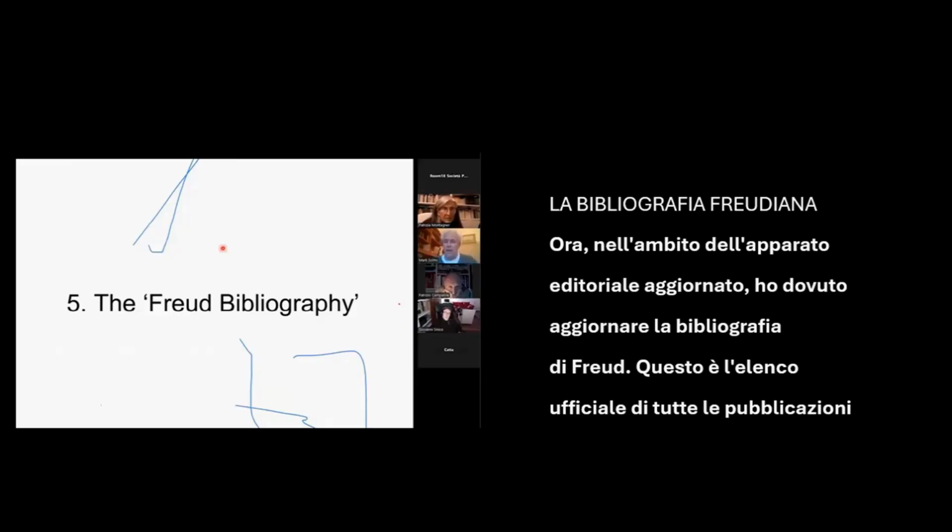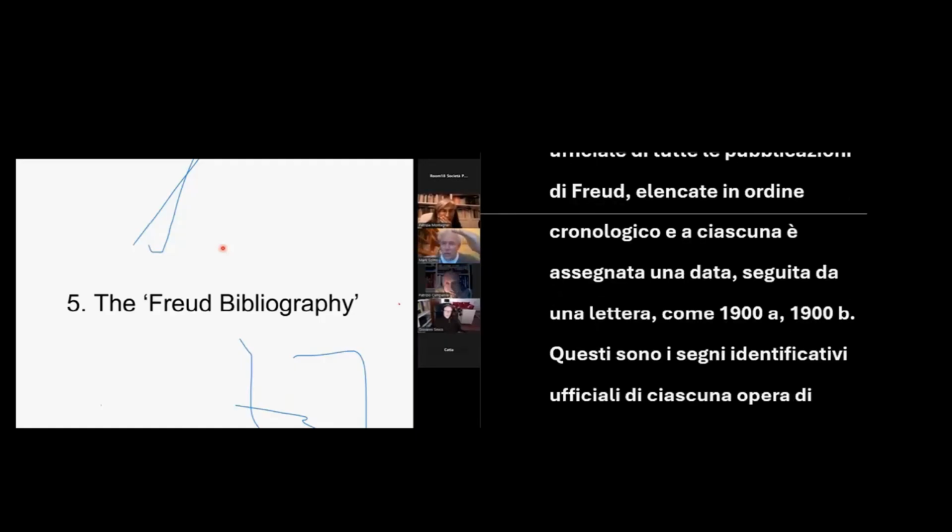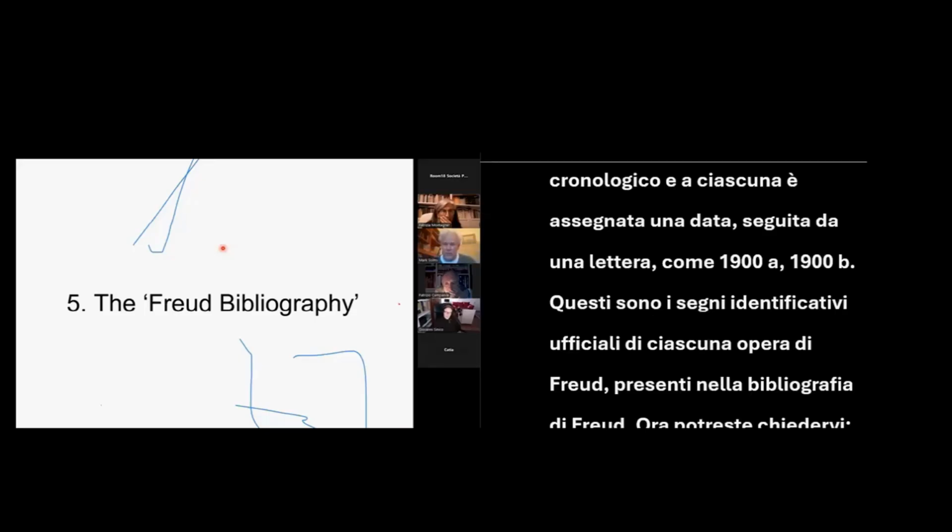Now, as part of the updated editorial apparatus, I had to update Freud's bibliography. This is the official listing of all Freud's publications. And they are listed in chronological order, and each one is given a date, and then there's a letter that goes with that date, like 1900A, 1900B. This is the official identifying marks for each one of Freud's works. It's in the Freud bibliography.